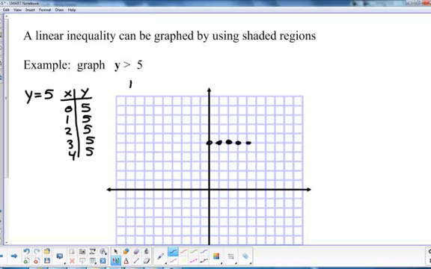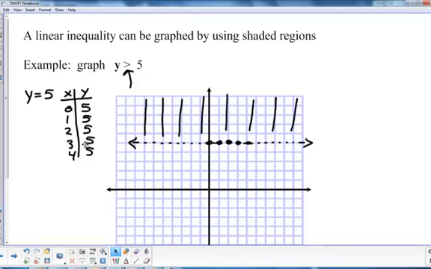Now there's no equal to here. It's just greater than. So instead of a solid line, I'm making a dotted line, and then it's greater than, so I'm shading above towards the greater than numbers. So everything in my shaded region is a solution. The things on my line are not a solution because it's dotted, and then the things down here are definitely not solutions.